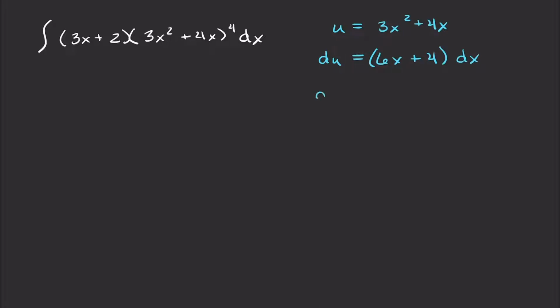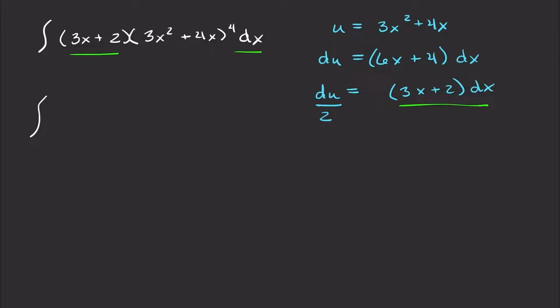Now if we look, we can factor out a factor of 2 from everything over here, and this becomes 2 times (3x plus 2) times dx. And we have (3x plus 2) dx in our integral. So really we can divide both sides by 2, and this is going to go away.